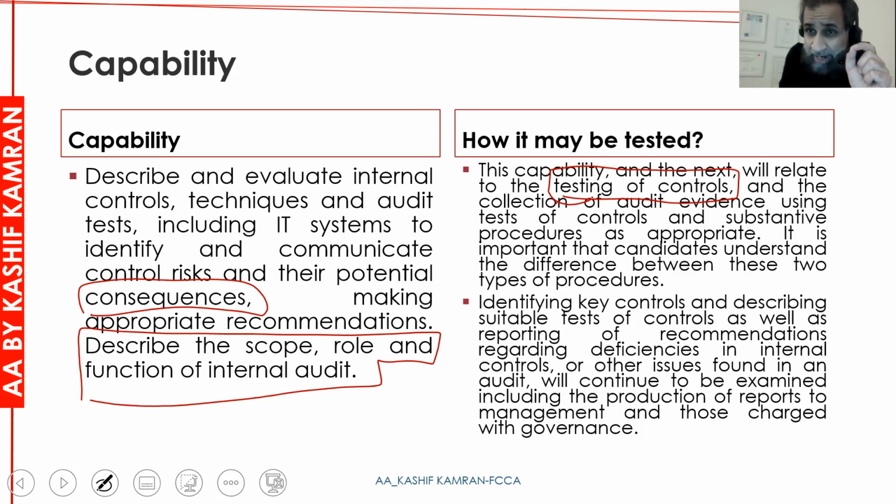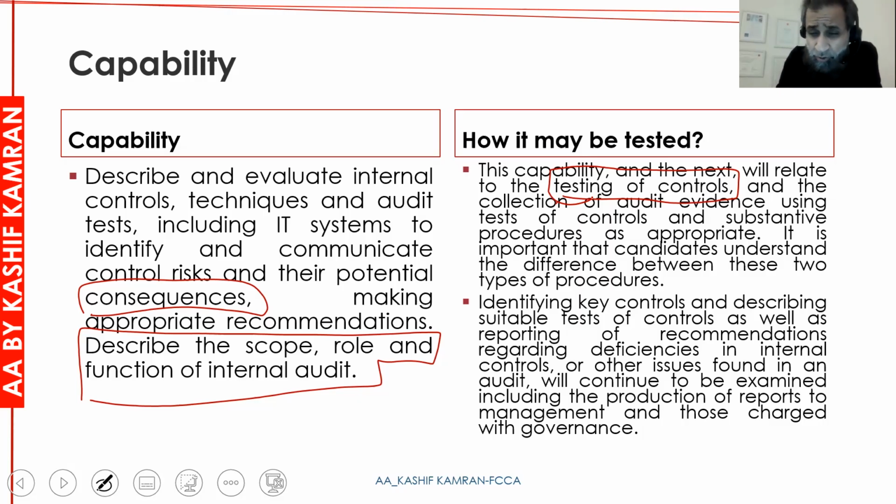It is important that candidates understand the difference between the two procedures, the test of control procedures and substantive. In syllabus area C, you will be understanding tests of controls. In syllabus area D, you will be understanding substantive procedures. So obviously, you will have a clear difference between the two types of procedure the auditor performs to gather evidence.